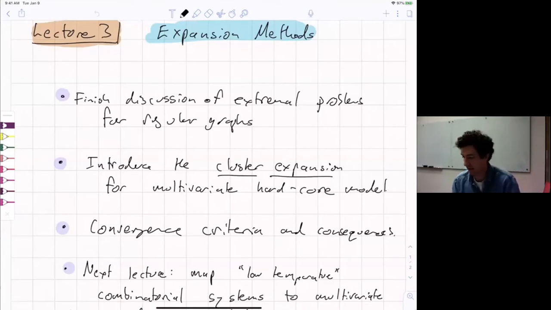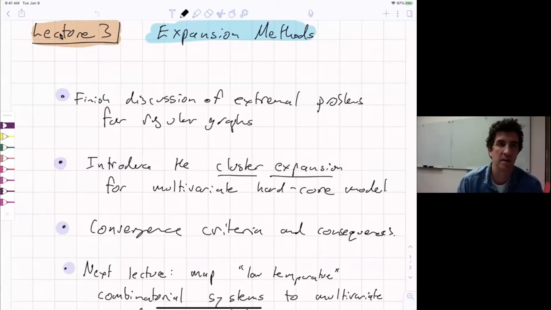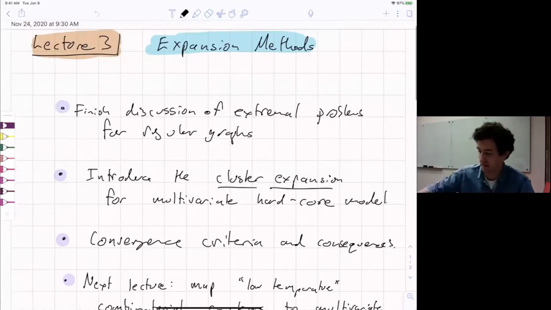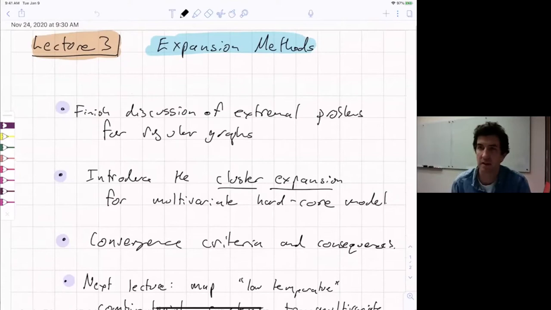So the plan today will be to first finish up some of the discussion about extremal problems for regular graphs. I'm going to start from this identity that we proved last time and then show you how two theorems derive from that. But I'm really just skimming the surface of that topic. There's more in the lecture notes, but then as I said, you can look at the survey and papers mentioned there, all sorts of nice things to go on. But the main topic today will be expansion methods. And so I'm going to introduce something called the cluster expansion.